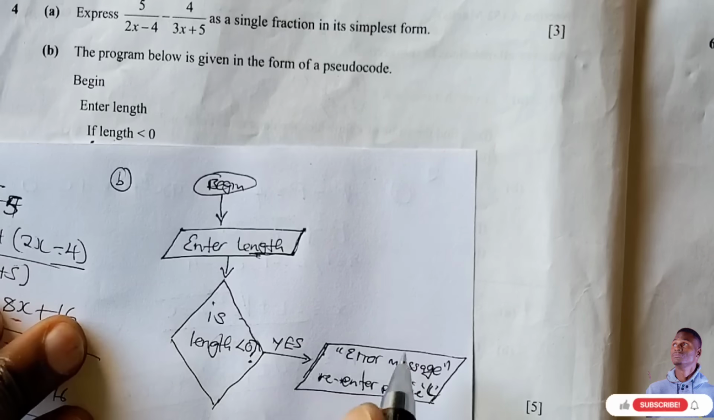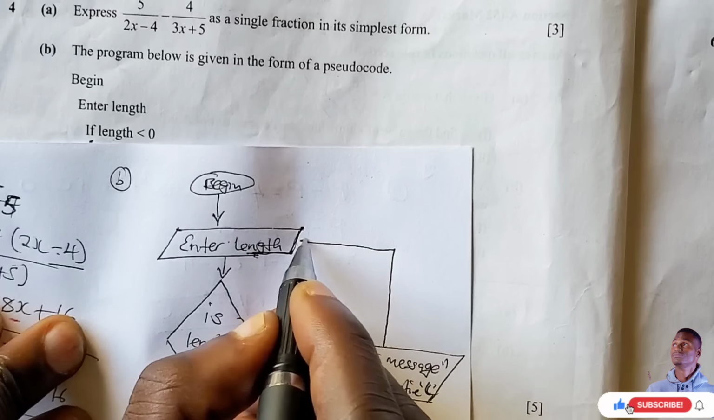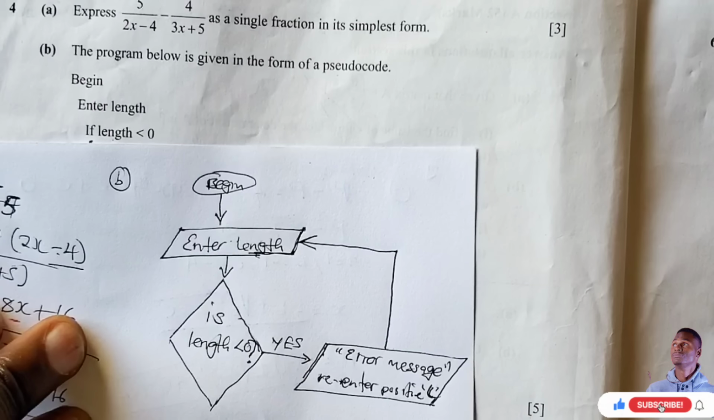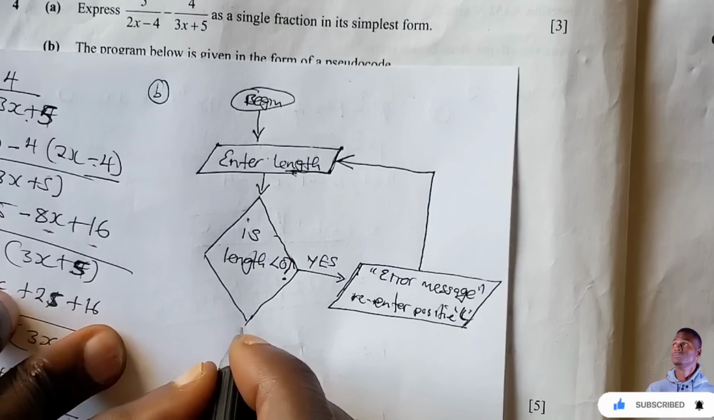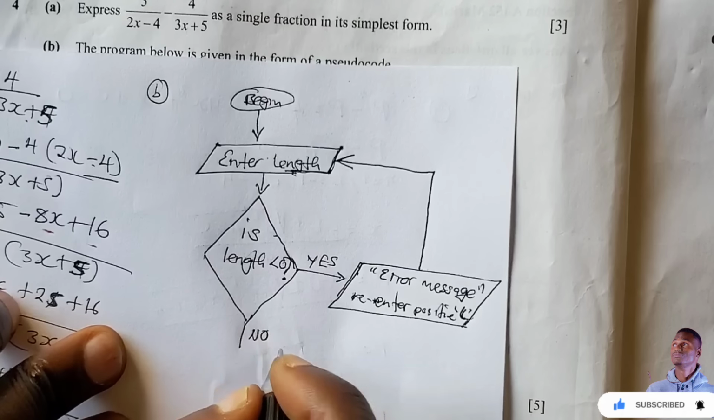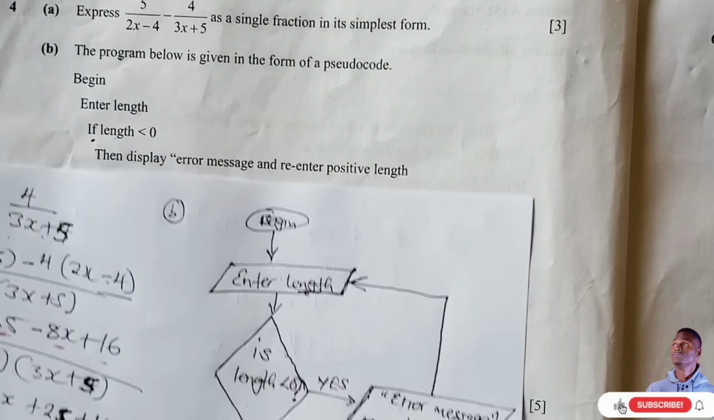Now re-enter. Well, how do you write re-enter? Meaning here where you're supposed to enter, so you get back to step number 1 all together, then repeat the process. But if the answer is no, meaning it is not less than 0.